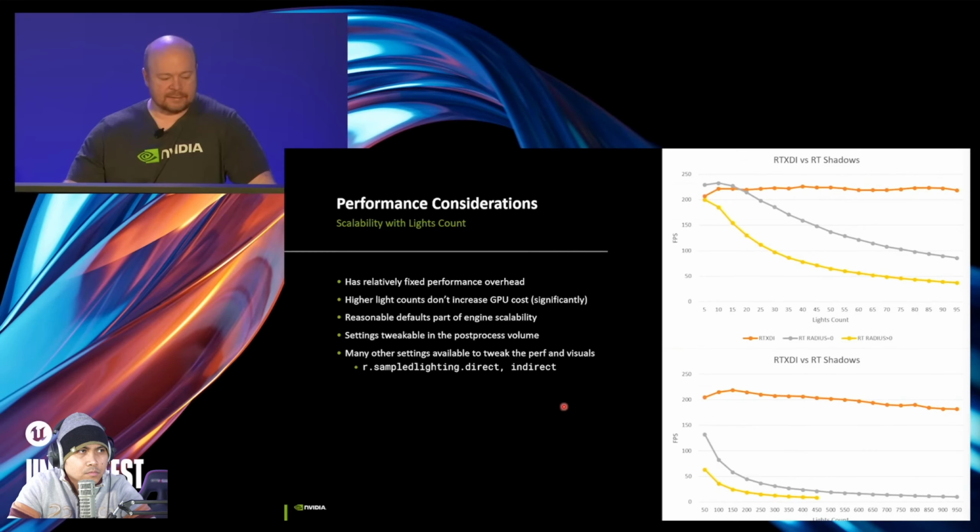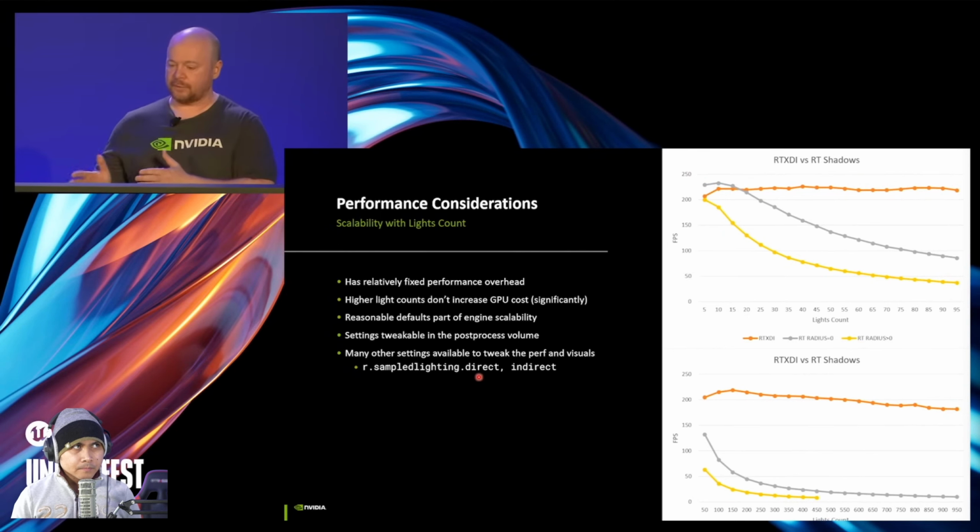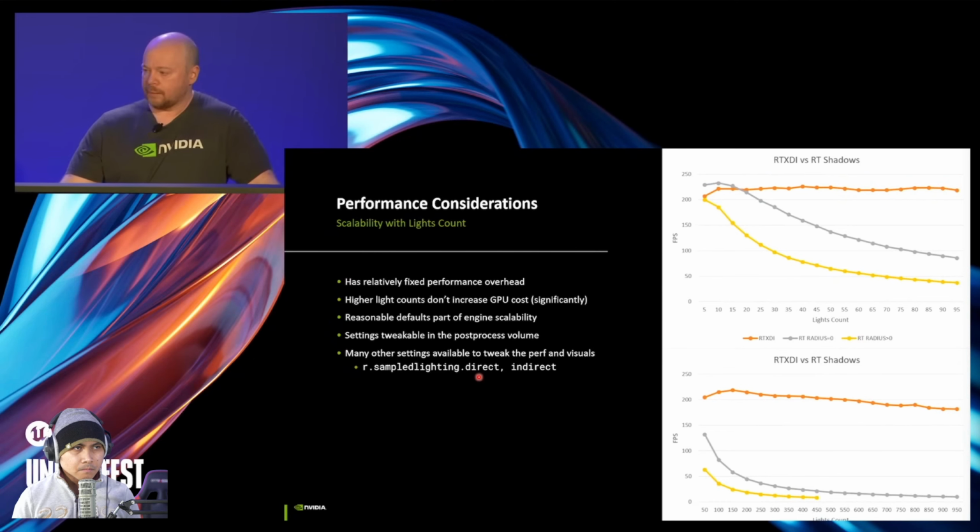And the CVARs have been reorganized and cleaned up. If you looked at this in the past, it was basically a longer and more labyrinthian set of console variables. But now everything is under r.sample lighting, and from there it's either direct or indirect, because you're always pretty much messing with your direct lighting, like your shadow casting lights, or your indirect, your GI and what used to be ambient occlusion.